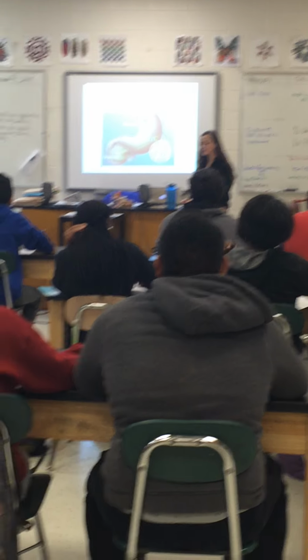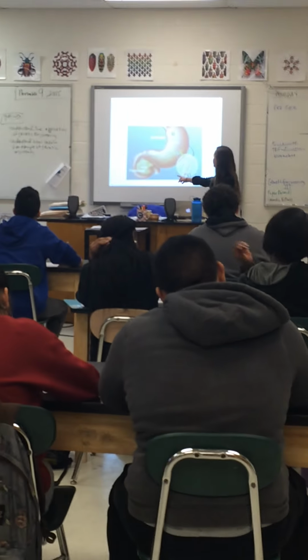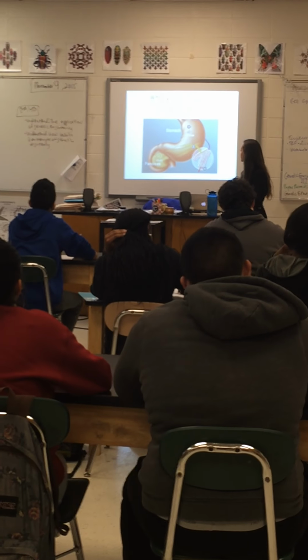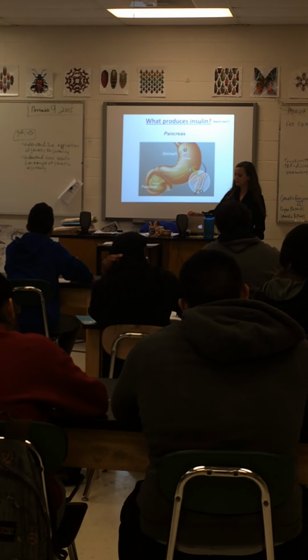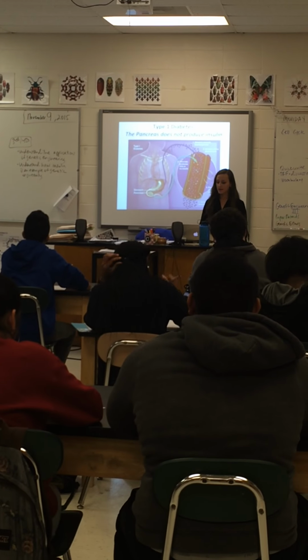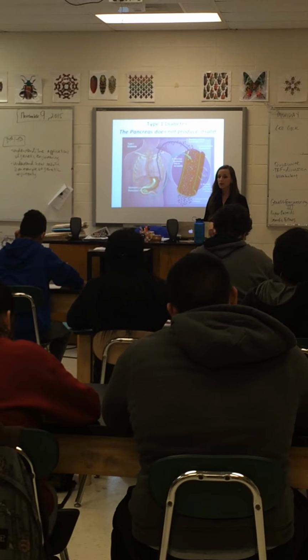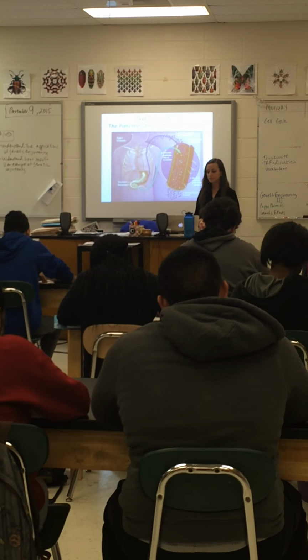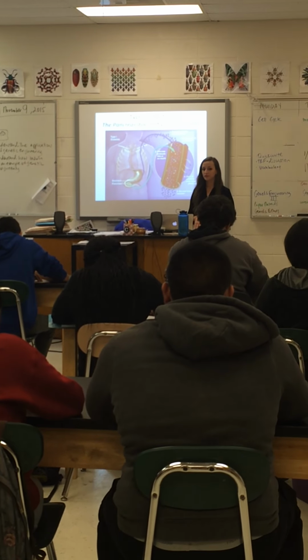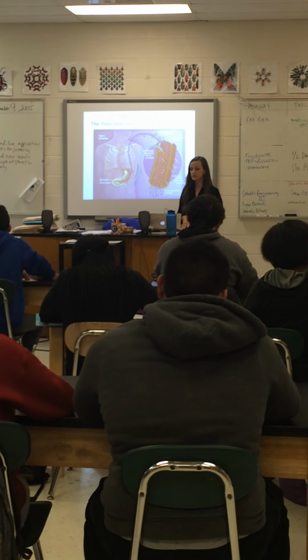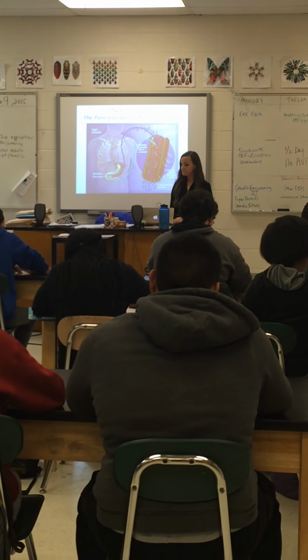So insulin is produced in the pancreas, this weird little organ that hangs out by the stomach. And type 1 diabetes is when the pancreas doesn't produce enough insulin, or doesn't produce insulin at all. So like I said earlier, with no insulin, this glucose gets stuck in your bloodstream.